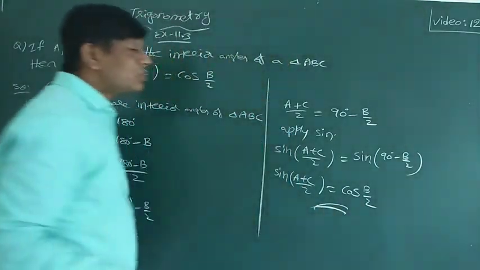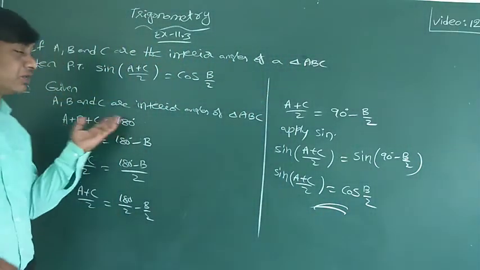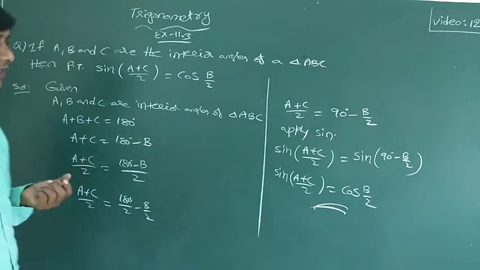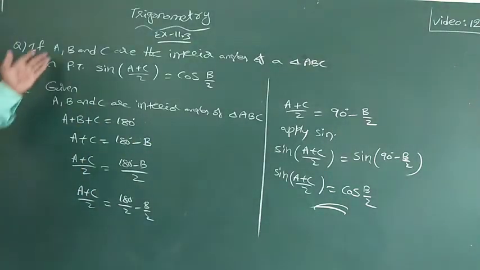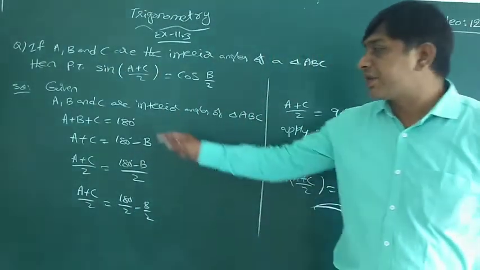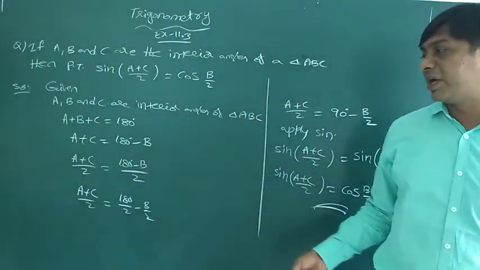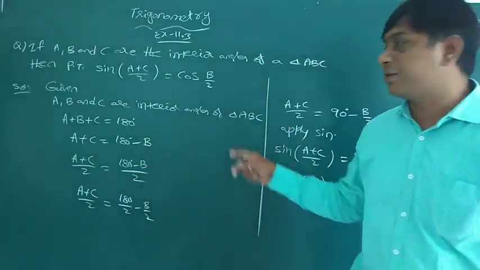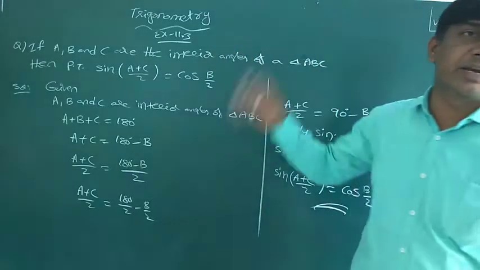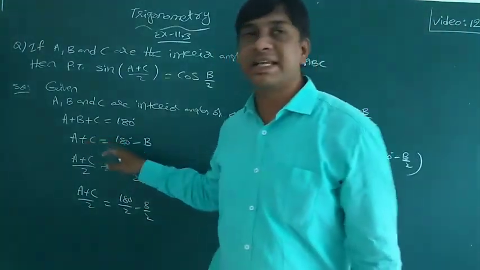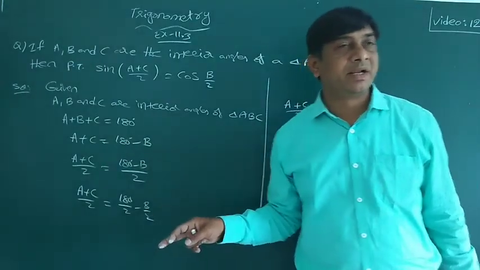Okay. Sir, here only by 2 we can take, no sir, after that also you can subtract. Yes, you can do it. You understand. Okay, given is A, B, C are the three interior angles. So A plus B plus C is equal to 180 degrees. A plus C is equal to 180 minus B, I wrote because I required B on the right hand side. So A plus C is equal to 180 minus B.